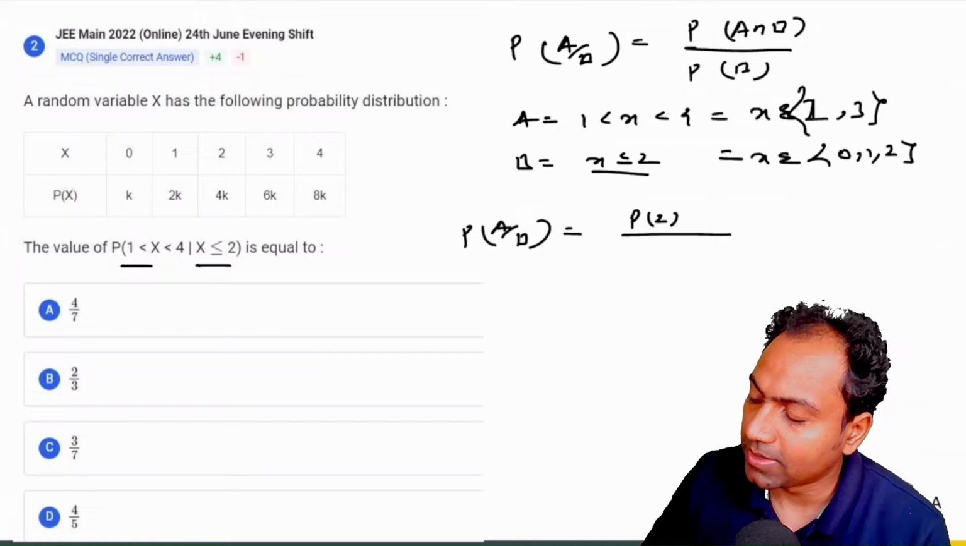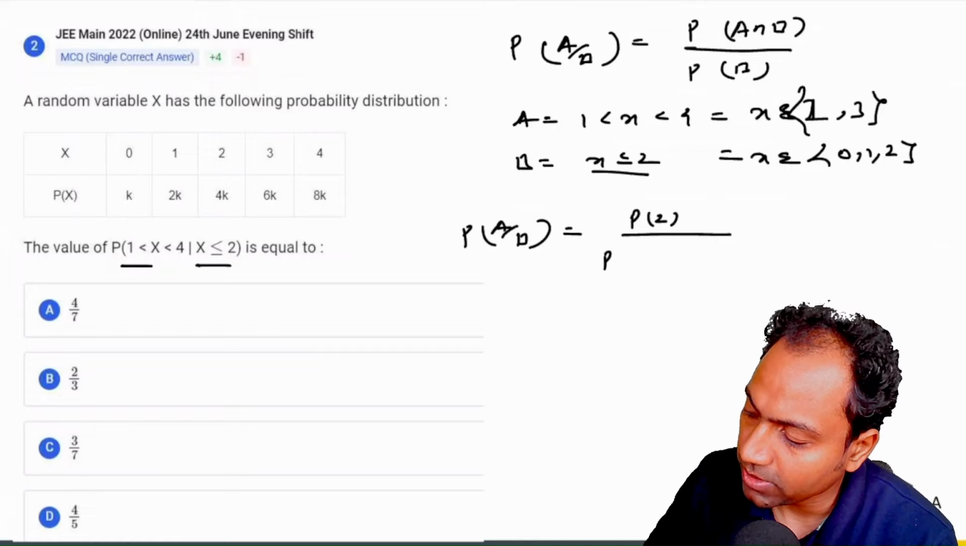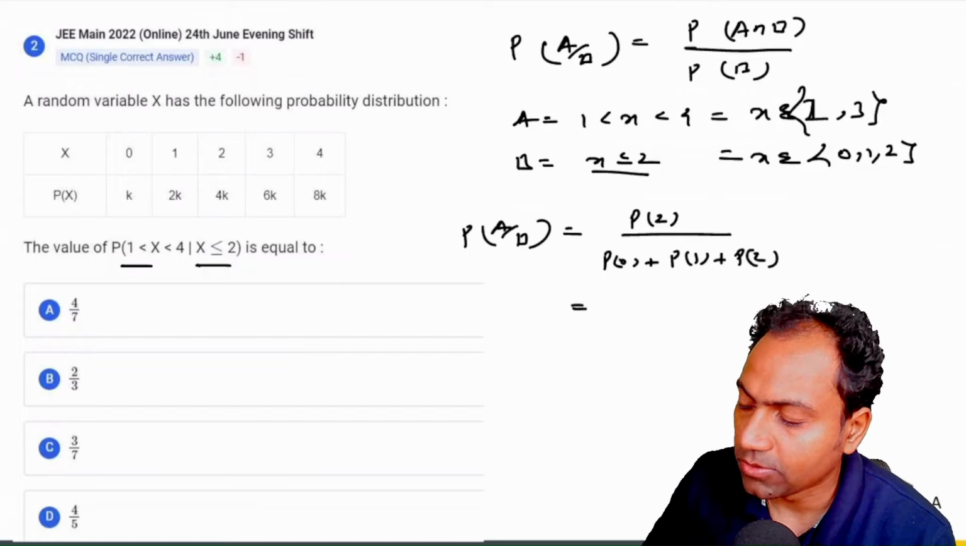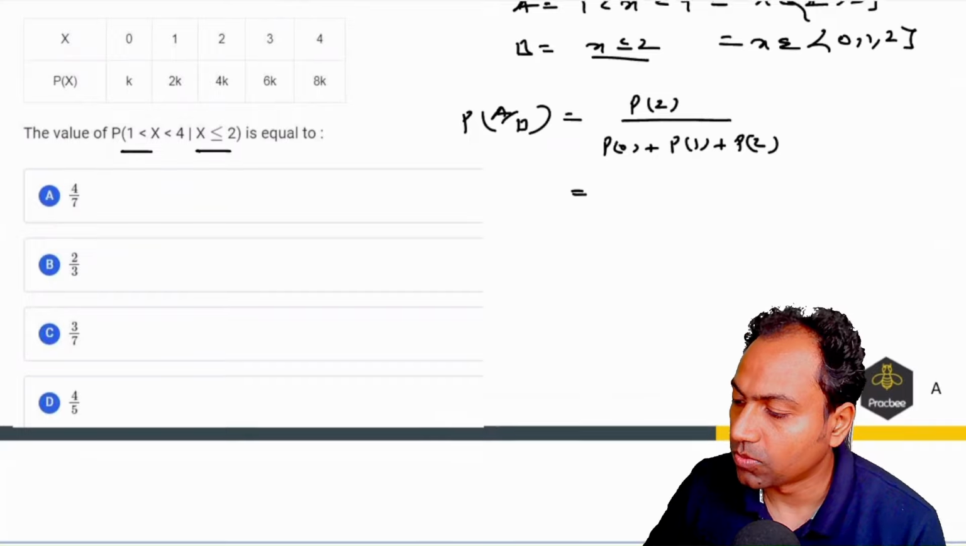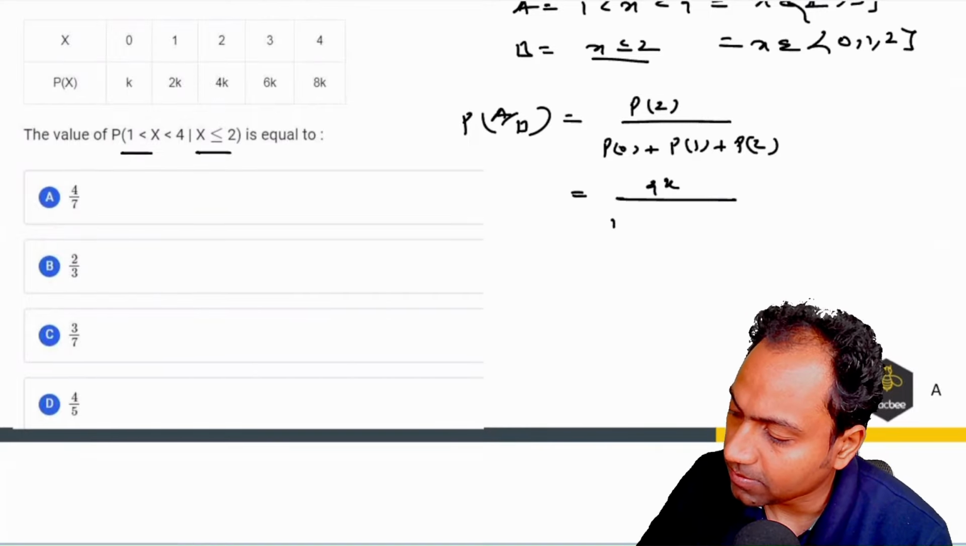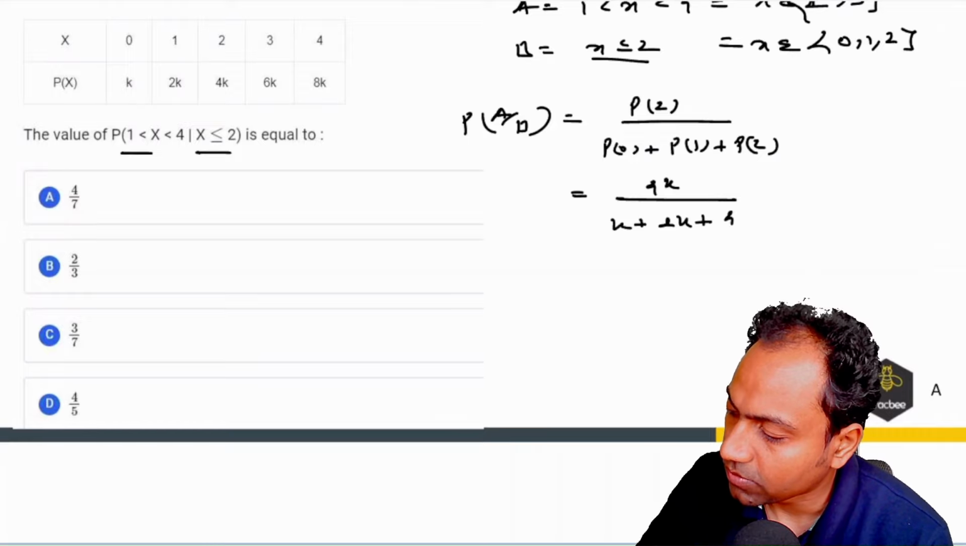In the denominator, it is probability of B. So here you will have to write P of 0 plus P of 1 plus P of 2. If you just put it, you should get the answer. P of 2 in this question is nothing but 4k. P of 0 is nothing but k. P of 1 is nothing but 2k. And P of 2 is nothing but 4k.